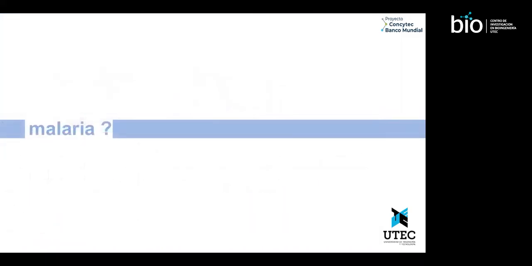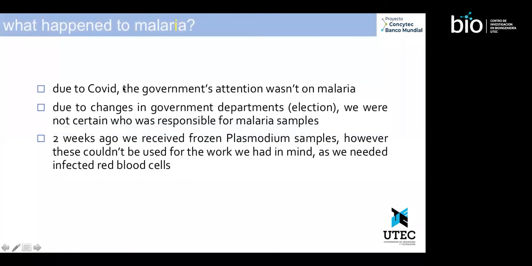Coming back to the malaria, we still have to do experiments on the malaria, but due to COVID, we had some problems getting the malaria cells. As I said, we cannot culture the Plasmodium sample we wanted, so we need patient's blood. But because of the COVID, the attention was not on malaria at the moment. It was on COVID and how to get everybody vaccinated and treated, so all the clinics were more busy with that.